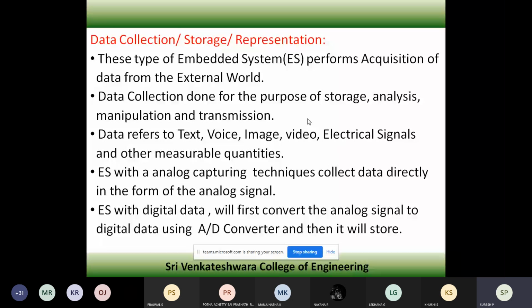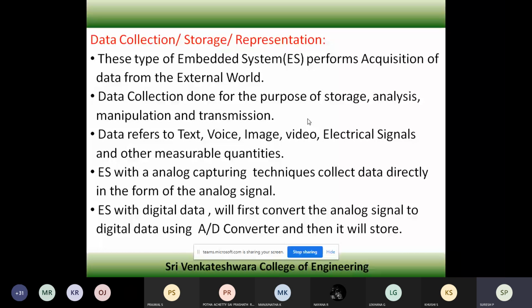The data you get in this type of purpose-based embedded system can be text message, voice message, image, video, electrical signals, and other measurable quantities. Here, wherever ES appears, it refers to embedded system. An embedded system with analog capturing techniques collects data directly in the form of an analog signal. If you take the set-top box, it receives the signal through the antenna.